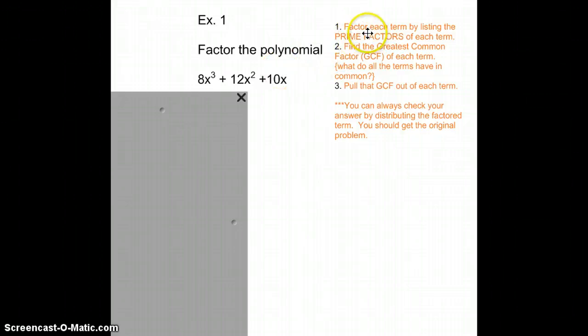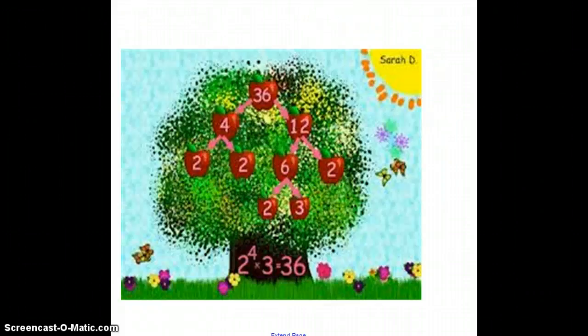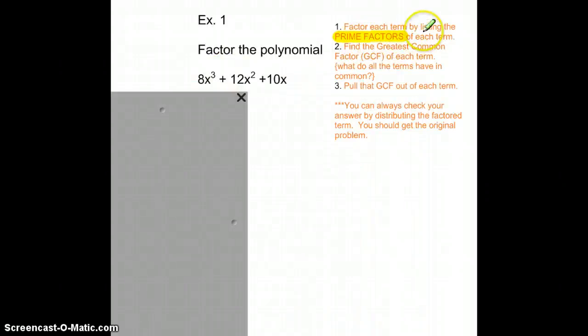Let's take a look at the first part. Factor each term by listing the prime factors of each term. Now, when you see prime factor, for the rest of your life, when you hear prime factor, I want you to think about factor trees. We've talked about that earlier in the year, but I'm sure most of us have probably forgotten it. Factor trees, the stuff we learned way back in elementary school, but we almost never used. When we hear prime factor, you got to think factor tree. So we're going to factor each term by finding its prime factors.